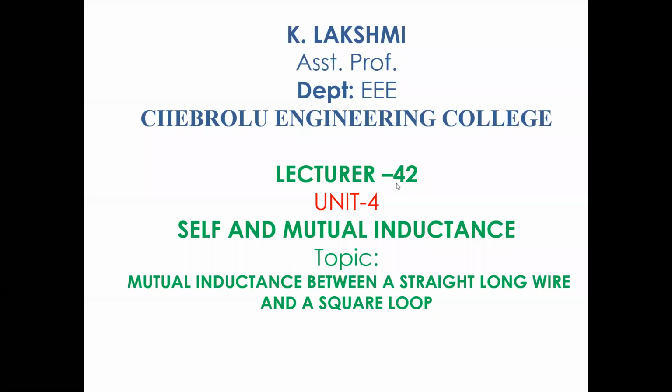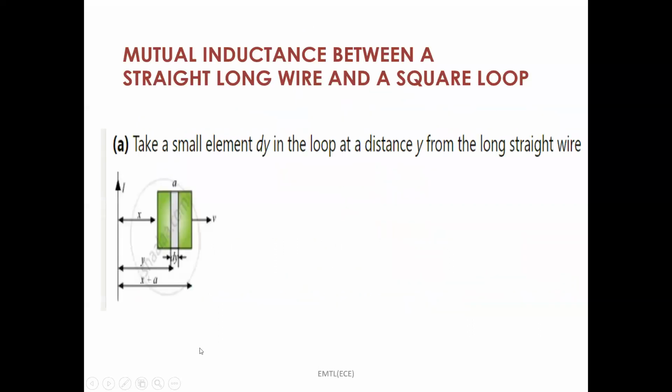Topic: Mutual inductance between a straight, long wire and a square loop. In the last classes, we discussed what is meant by self-inductance and mutual inductance, the self-inductance of a solenoid, and the self-inductance of a toroid. These were discussed in the previous classes.